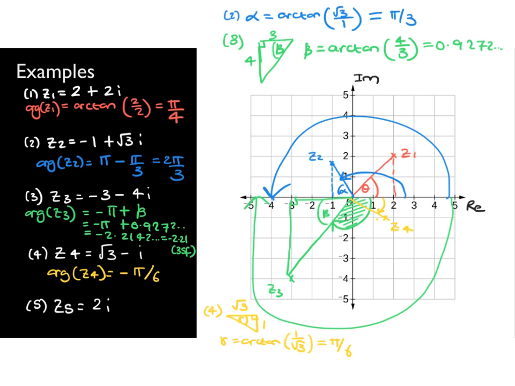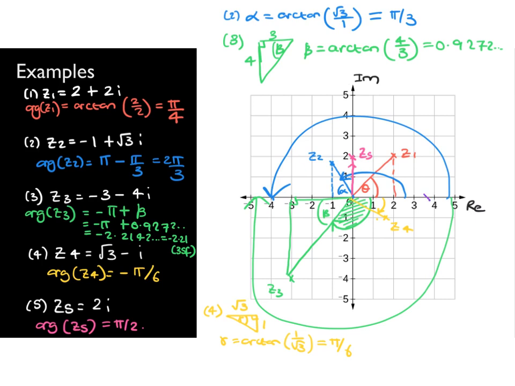Now, the last one, number 5, Z5 is equal to 2i. We can just about fit that on my diagram over here. So there's Z5, and its argument is simply 90 degrees, or obviously in radians, pi by 2. So if we had points on the major coordinate axes, on the y-axis or the imaginary axis, as we've just seen, the argument would be pi by 2.